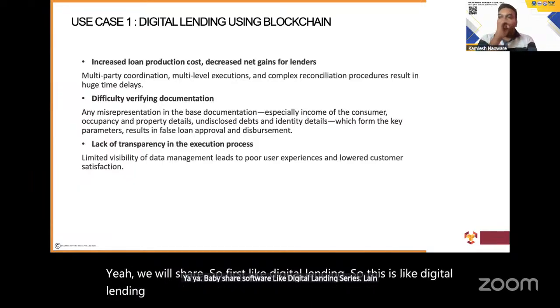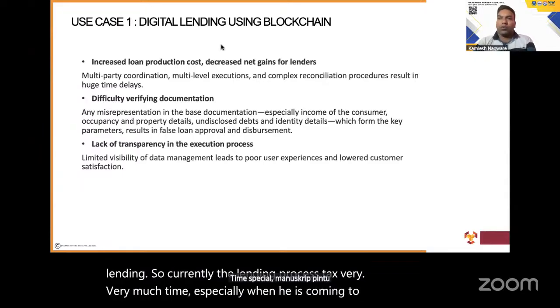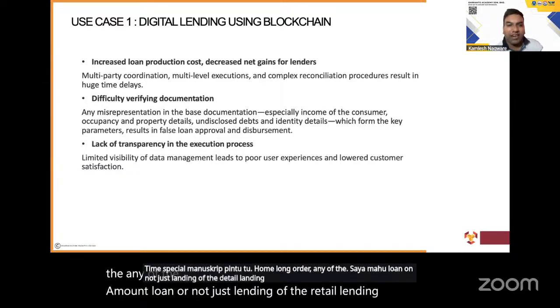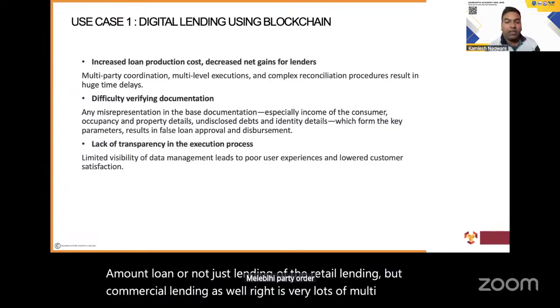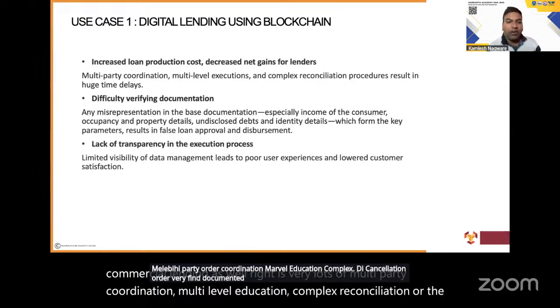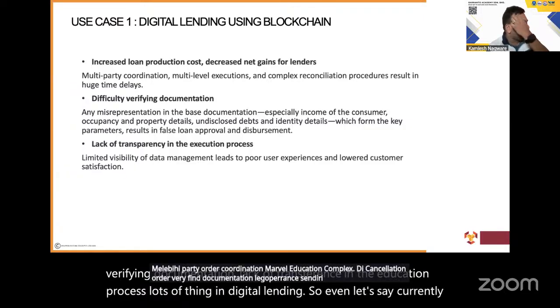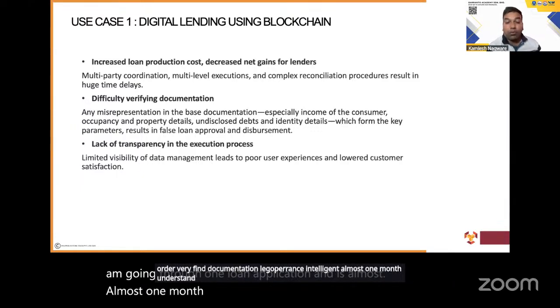Currently the lending process takes very much time, especially when it comes to a home loan or any high-amount loan, and not just retail lending but commercial lending as well. There is a lot of multi-party coordination, multi-level execution, complex reconciliation, verifying documentation, and lack of transparency in the execution process. Even currently I'm going through one loan application, and it's almost 1 month and my loan is still in progress.